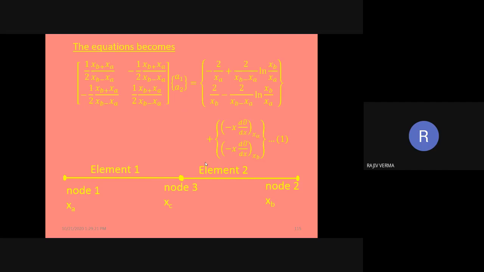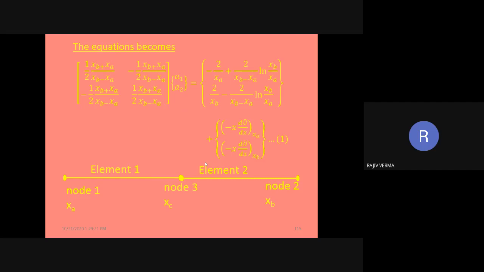Obviously, when the entire domain has been taken up as a single element, there is no question of continuity arising, because the solution in the entire domain is a linear solution. But when the domain is broken down into elements and then the equations of the elements are clubbed together, then the requirement of continuity of the solution between the elements arises.